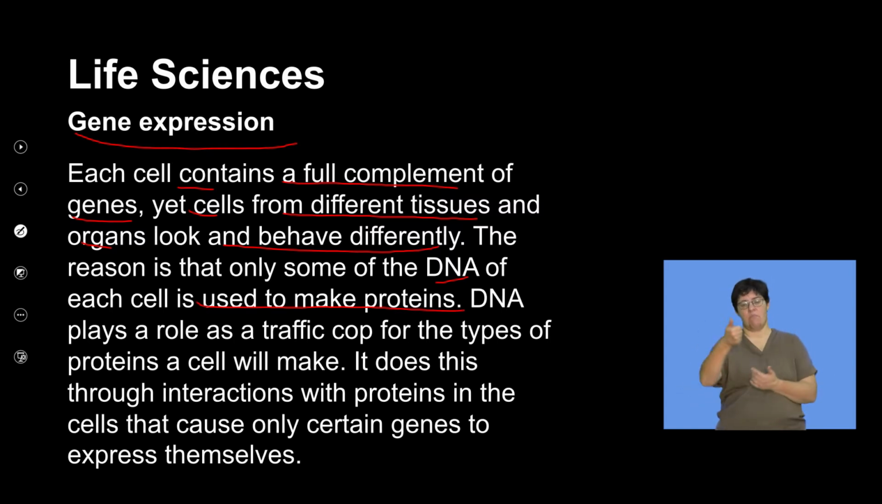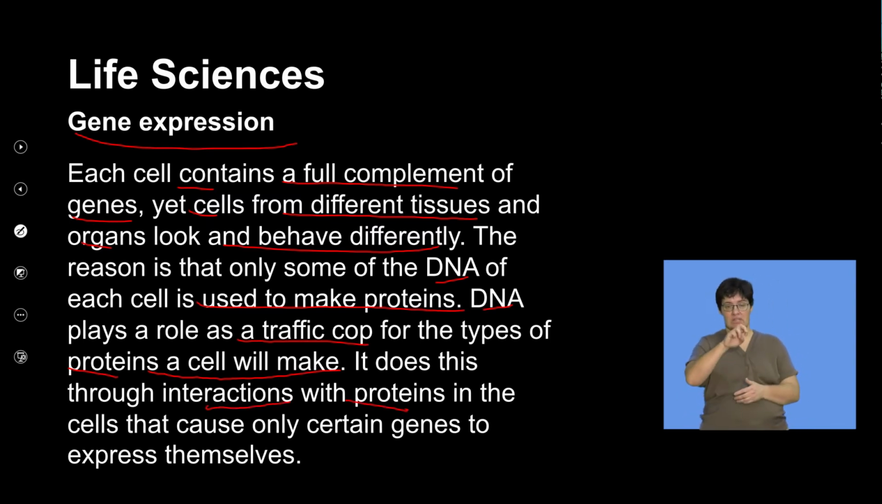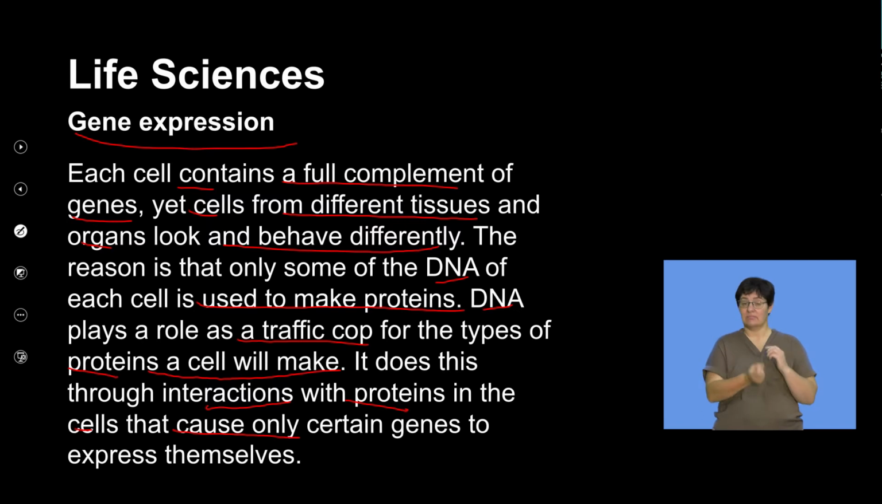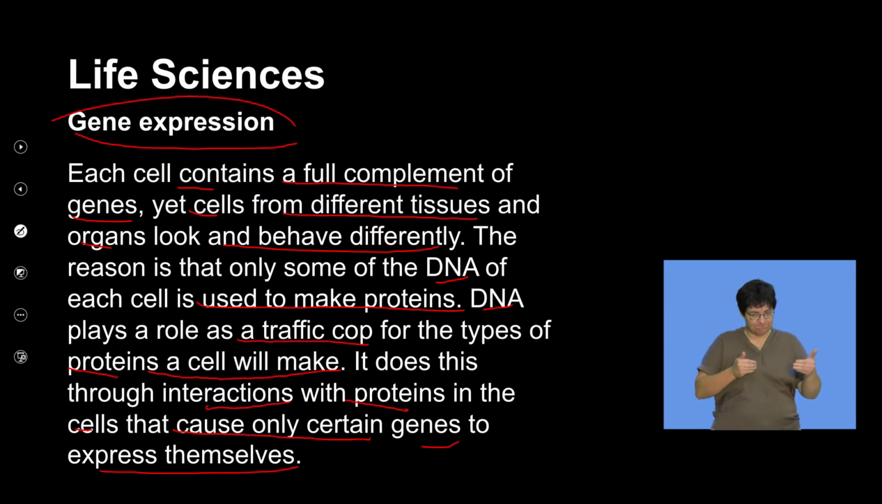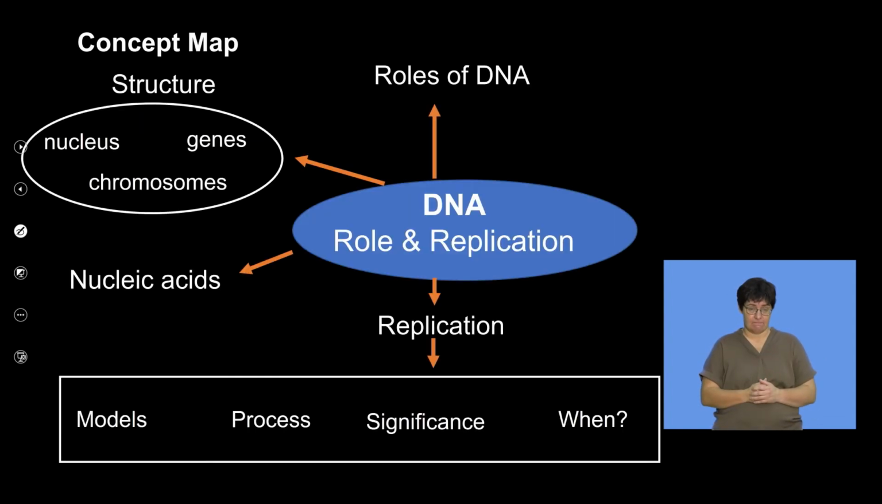So we say that DNA plays a role as a traffic cop for the types of proteins a cell will make. It does this through interactions with proteins in the cells, causing only certain genes to be expressed. So we say that not all genes are expressed in every cell. Certain factors regulate the expression of genes in a cell. And so we've looked at the role of DNA.